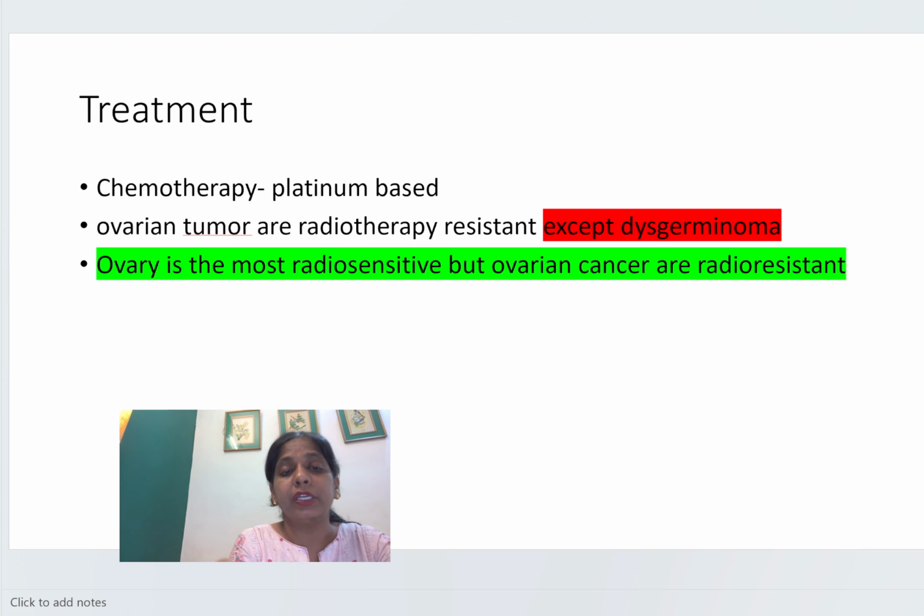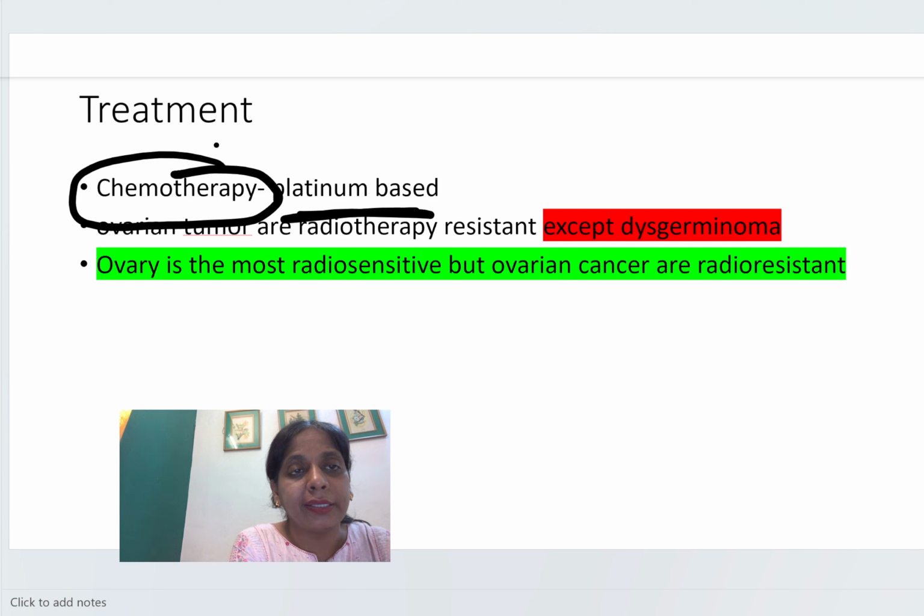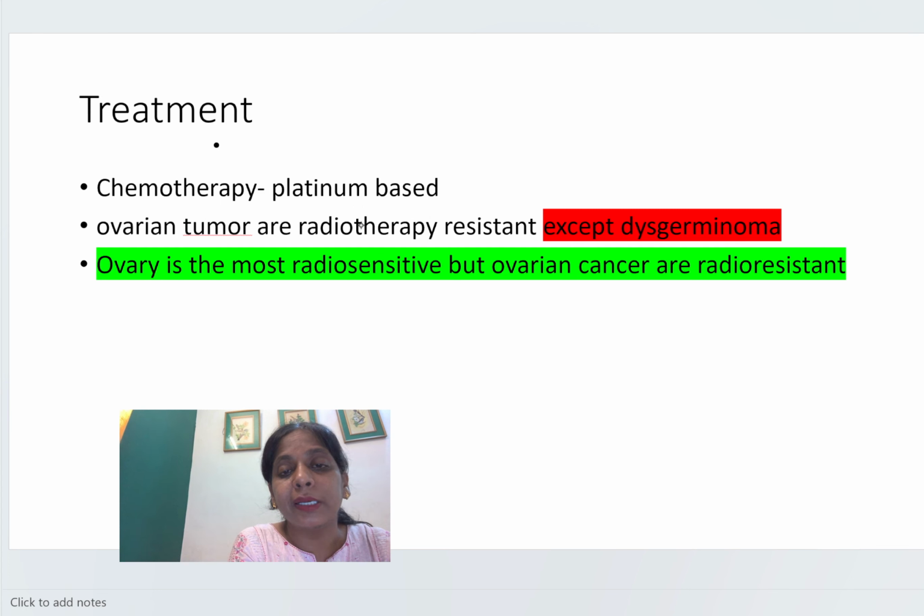So here the treatment is chemotherapy, and that chemotherapy is platinum based. Okay, so ovary is the most radiosensitive organ, but ovary cancer, when that ovary's cells become cancerous, they become radiotherapy resistant, and we use chemotherapy to treat it.